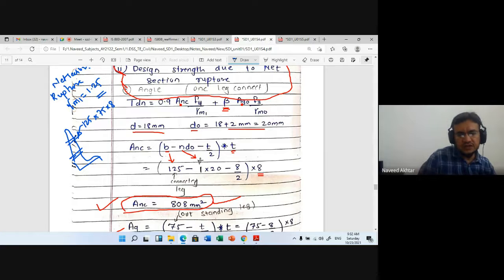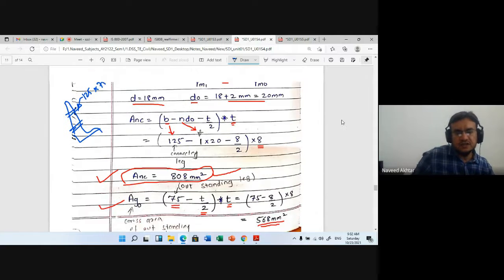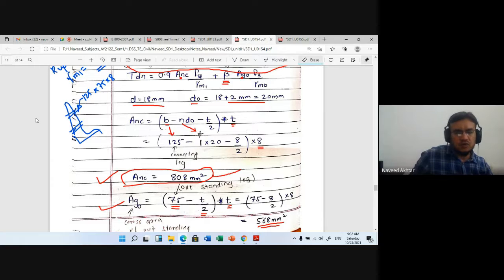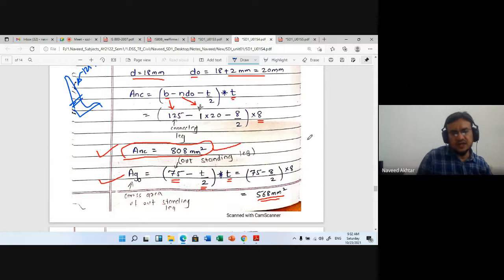Okay. So here you can write down, if one bolt line is there, I have drawn here two bolt lines. If one bolt line is considered, then you can write down 125. The connected leg is the longer leg, that's why 125, that is B minus nd0 minus T by 2 into T, which is nothing but the area of connected leg. You can see the B is 125 because the longer leg is connected, and the longer leg is 125 mm. Okay, and shorter leg is 75 mm.